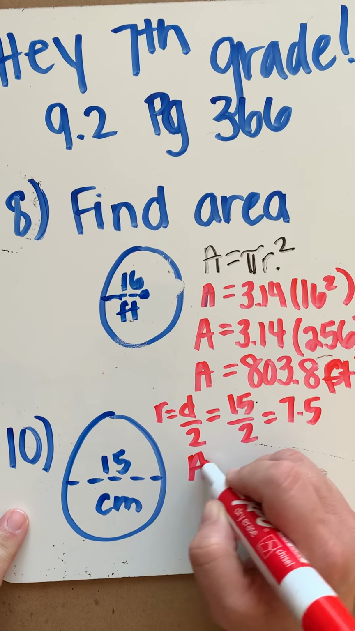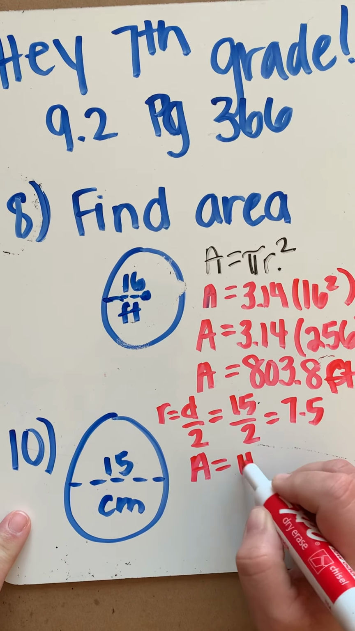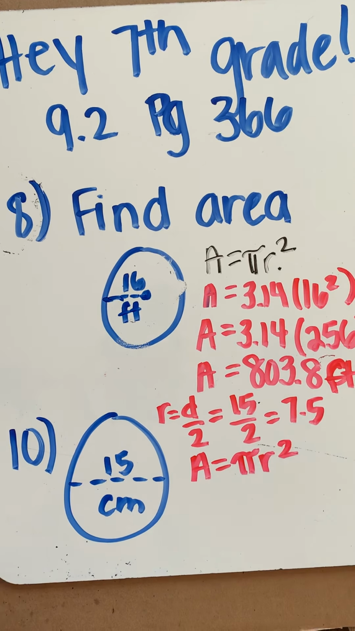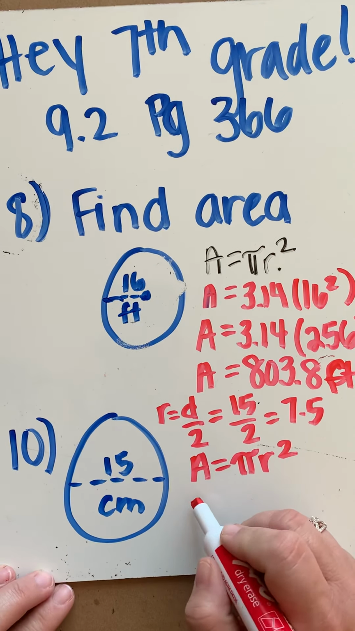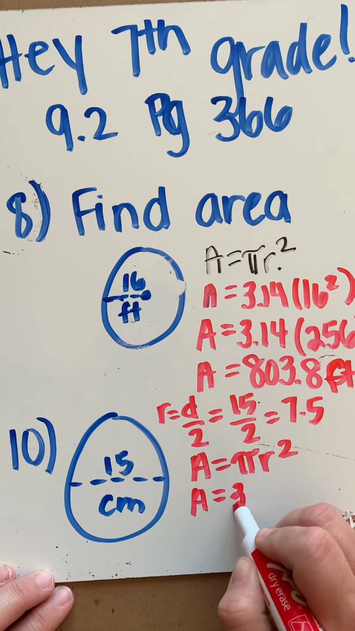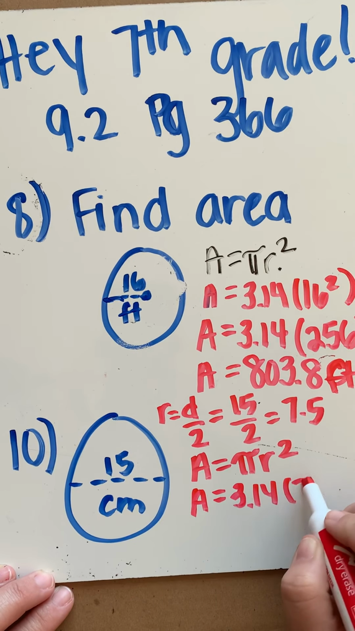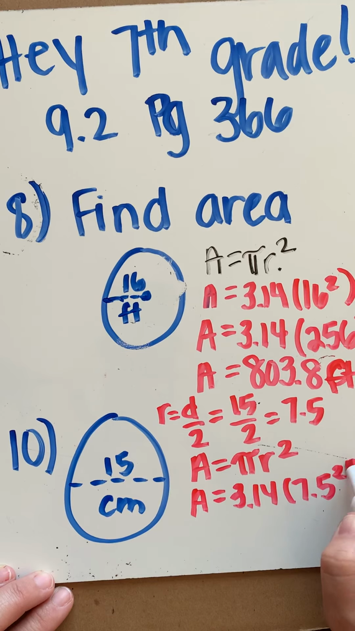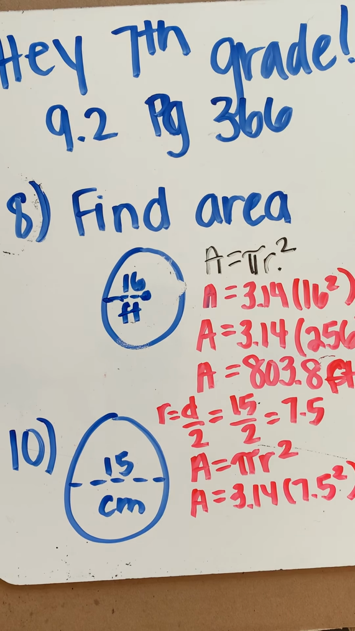I'm once again going to jot down my formula. I don't care if it's emblazoned in your brain like it is in mine, I write it down no matter what. And you should get in the habit of doing the same thing. So again, we're going to use 3.14 for pi. We're going to take 7.5 and square it.